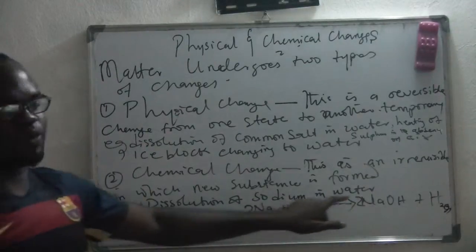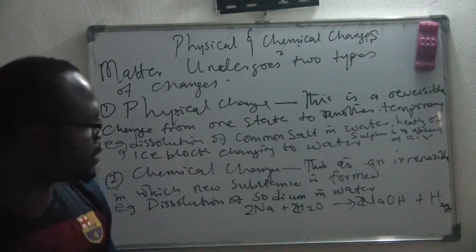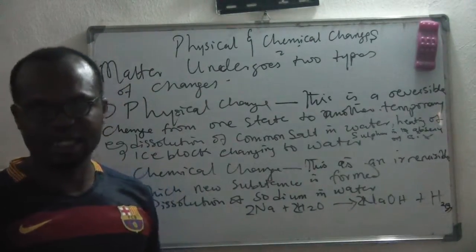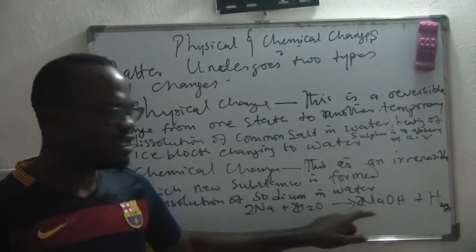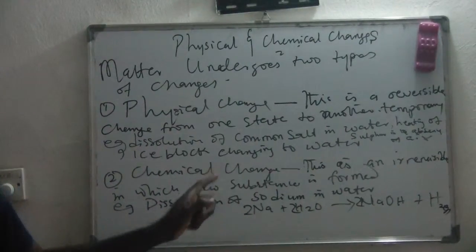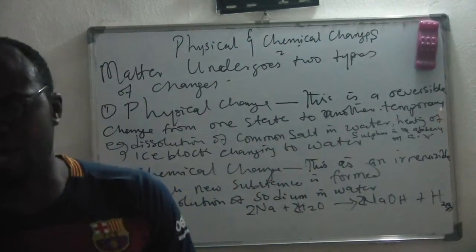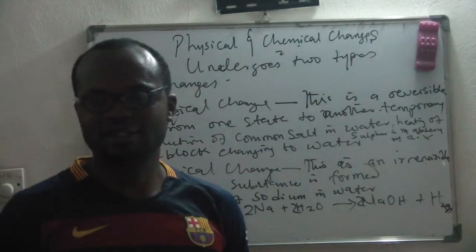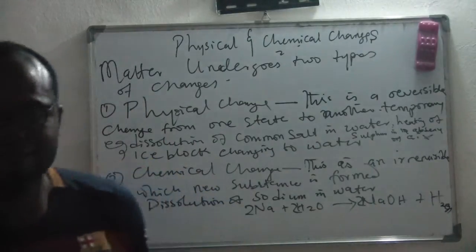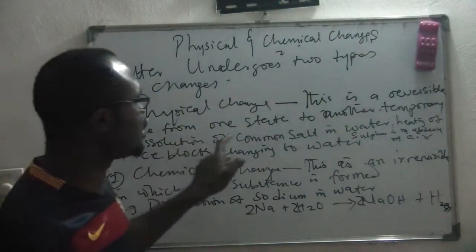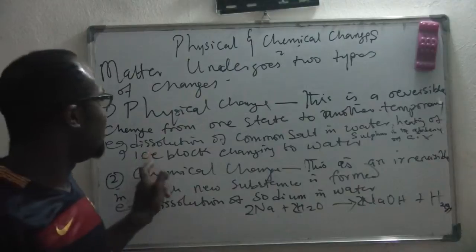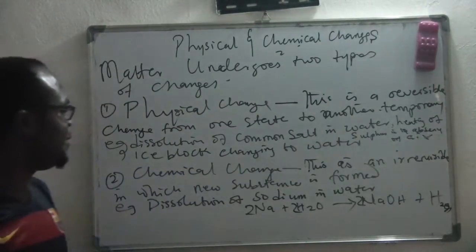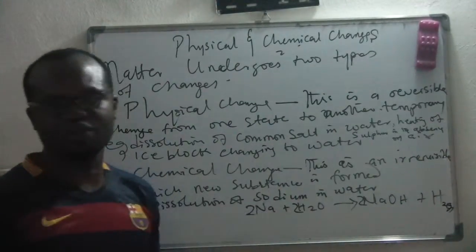So dissolution of sodium in water is an example of a chemical reaction. Because when sodium reacts with water, it forms sodium hydroxide. This is a totally new substance, different from what we have here. Okay. So this is a chemical reaction. And then they are going to ask you, which of the following changes is a chemical change? They would write: dissolution of common salt in water, melting of ice block to water, heating of sulfur in the absence of air, dissolution of sodium in water. Which one is a chemical change?